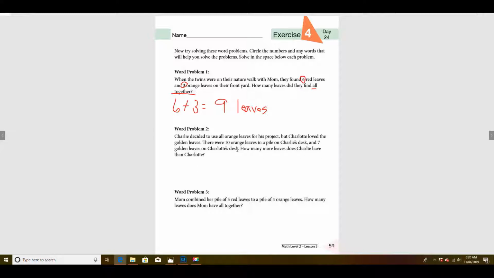Okay, so the question is about leaves. So let's circle the numbers that talk about leaves. 10 orange ones and 7 gold. Let's look for our clue words. How many more? What does that mean to do? It means minus, right? Okay, so when it's minus, what number goes first? The biggest number. So let's write it this way. We're writing our equation. 10 minus 7 equals, can you tell me what that equals?